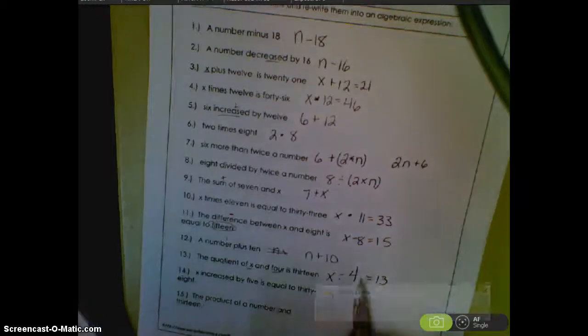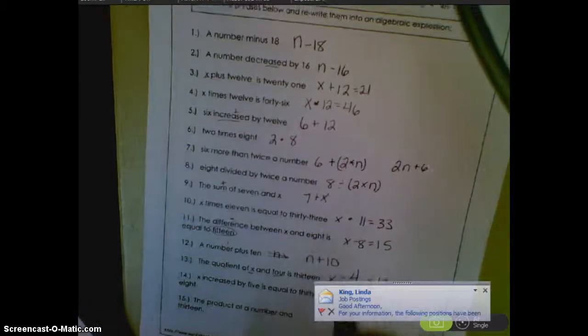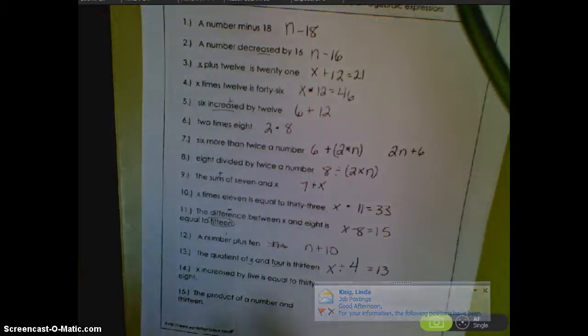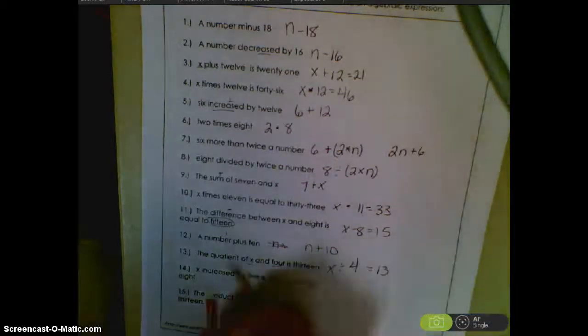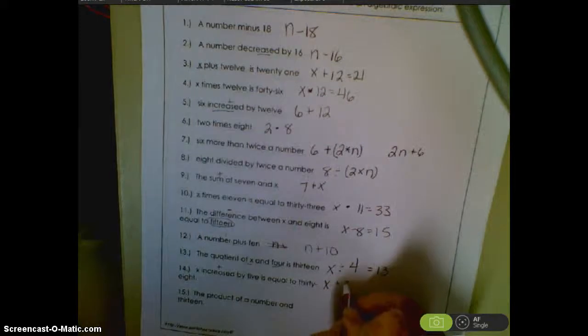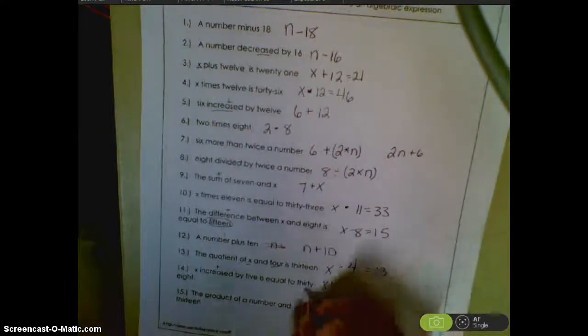And then I'm just thinking on this one. Sometimes I get these mixed up. I just want to make sure I've got it in the right order, so I'm going to double check on that. X increased by 5, so increased means plus. X plus 5 is equal to 38.